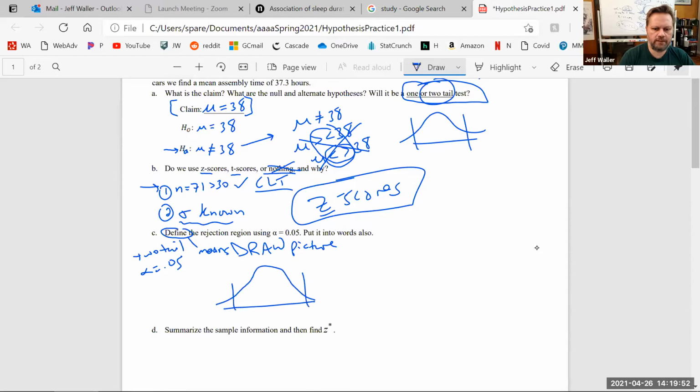Does anyone have the Z-score yet? 1.960? Yes. And so there's negative 1.96 and 1.96. Right, so that feels a lot like a confidence interval, right? In a sense, because of course those are two-tail things. So it kind of makes sense. This is a two-tail hypothesis test.